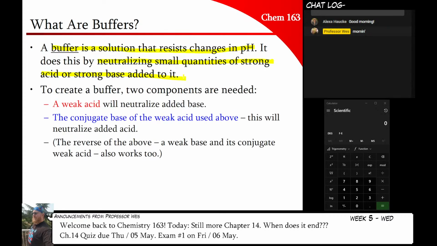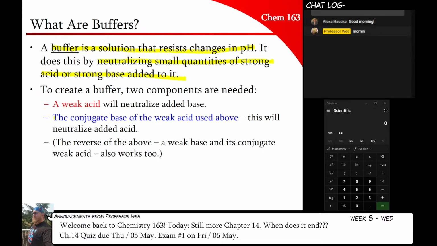Now, how the heck does that work? In order for us to understand how a buffer works, we need to understand what a buffer is. A weak acid is the first component that we need for a buffer. You can pick any weak acid you want. What you cannot pick is a strong acid, so no HCl, no HBr, no HNO3, but HNO2 would work because HNO2 is a weak acid. So any weak acid that you can come up with.